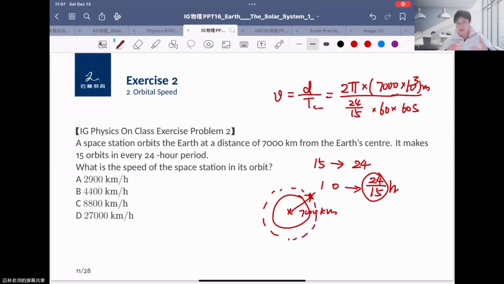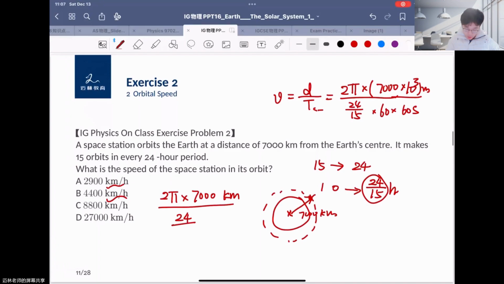Also, you can find this question is very interesting. Each unit is kilometer per hour, so we don't need to convert it into meters and seconds. You can just write down your original numbers: 2 pi times 7,000 kilometers, over 24 over 15 hours. That is the final answer. I guess not very difficult. So the answer here is about 27,000 kilometers per hour. We choose D. That's our final answer.